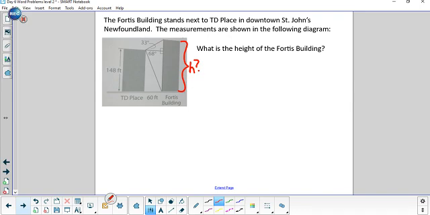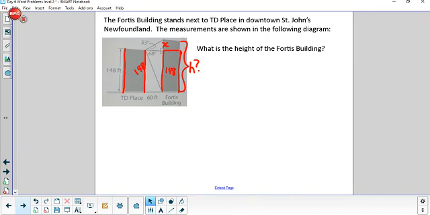What it also tells us is that the Fortis building stands next to TD Place, and TD Place is 148 feet. We're going to make the assumption that these are rectangular in shape, so this side would also be 148. So therefore, this part here is also 148. So we do know part of the height already. What we need to find out is this extra little piece. If we look at this top right triangle, that is what we are trying to find a missing piece for. Currently, we are told that the angle here is 33 degrees.